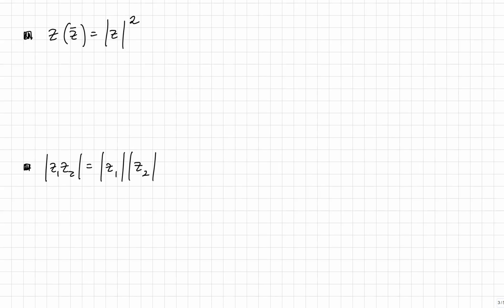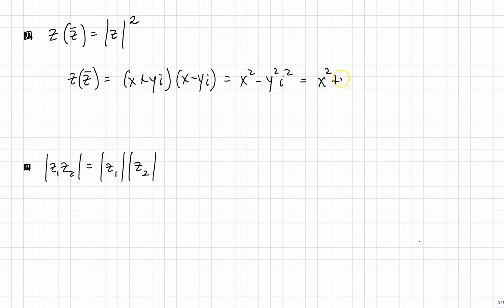So let's see if we can convince ourselves that that's actually true. If we take z times its conjugate, we'd have x plus yi times x minus yi. And we would get x squared minus y squared i squared, which is x squared plus y squared, and that is the same thing as the modulus squared.